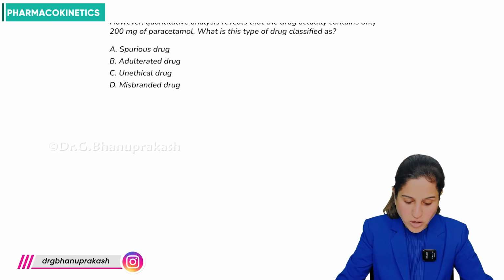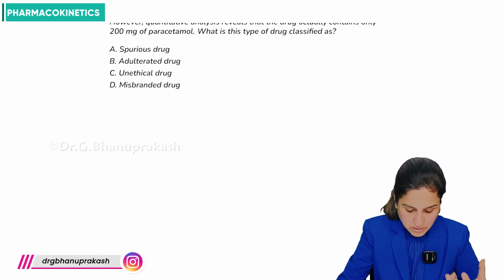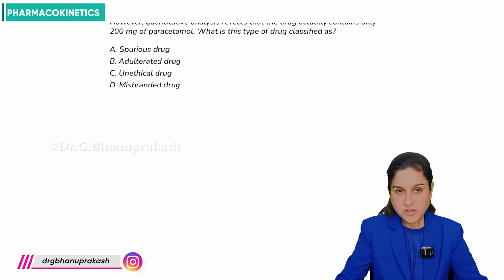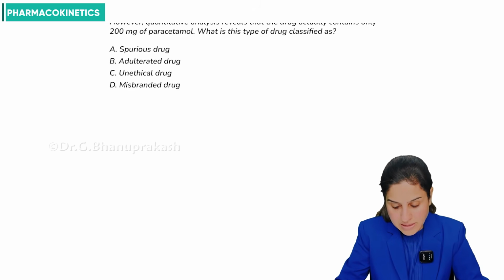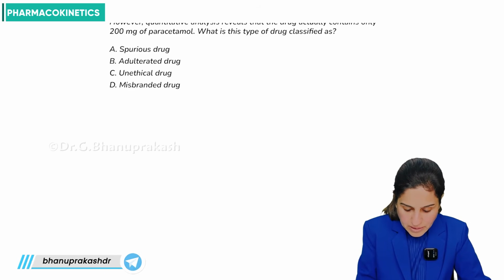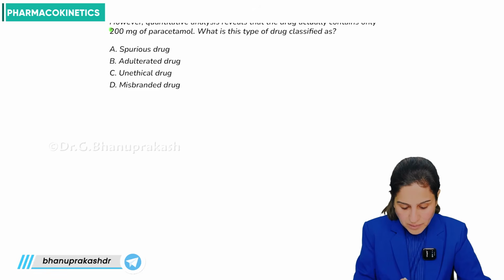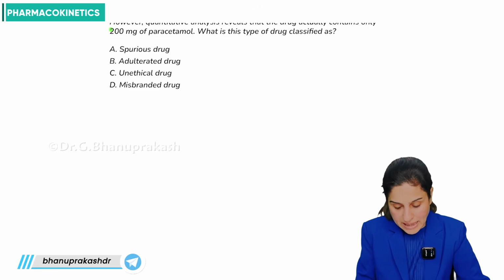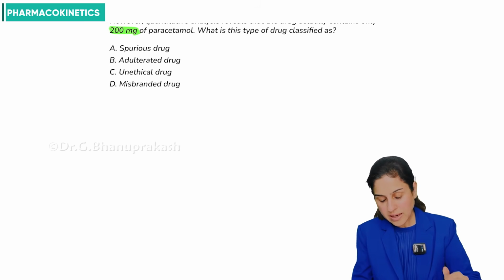Let's move on to another PYQ, and then we'll understand the different names and the different information that we need to know about this. A pharmaceutical company labels a drug as containing 500 milligrams of paracetamol, but when you analyze it, we see that the drug only contains 200 milligrams of paracetamol. What is this type of drug classified as?